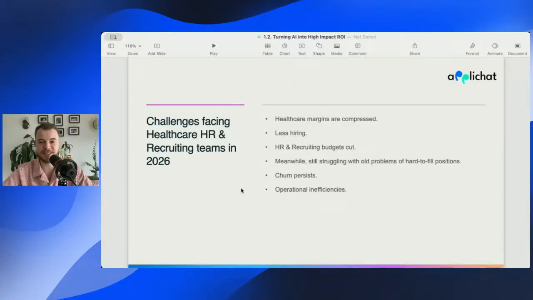So, what's led us to this point, and why even consider using AI in healthcare HR? Isn't it meant to be all about the people and people relationships and the human resource and leveraging relationships? Well, there's a few trends ongoing that have really pushed this to the forefront of a lot of people's minds. The first is that healthcare margins are compressed.